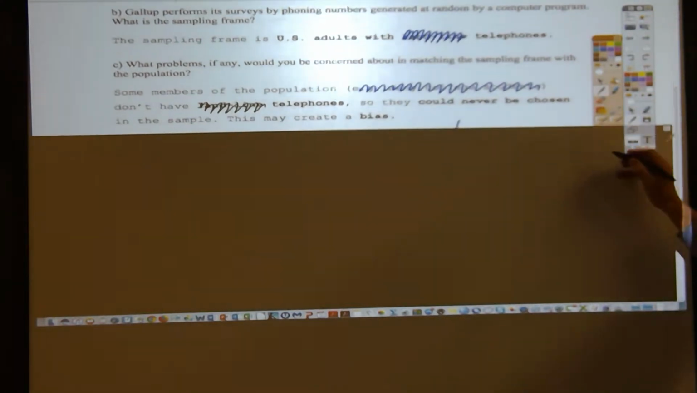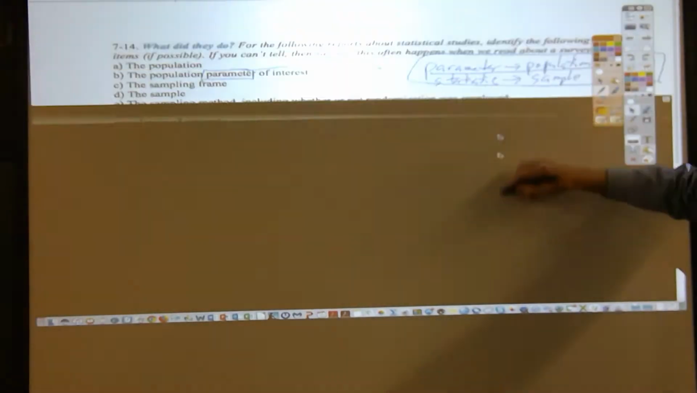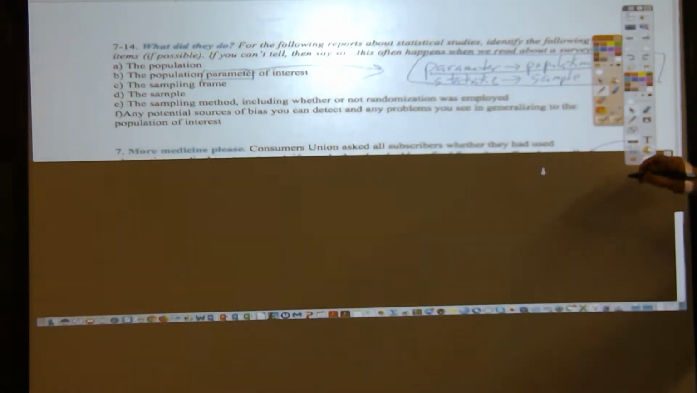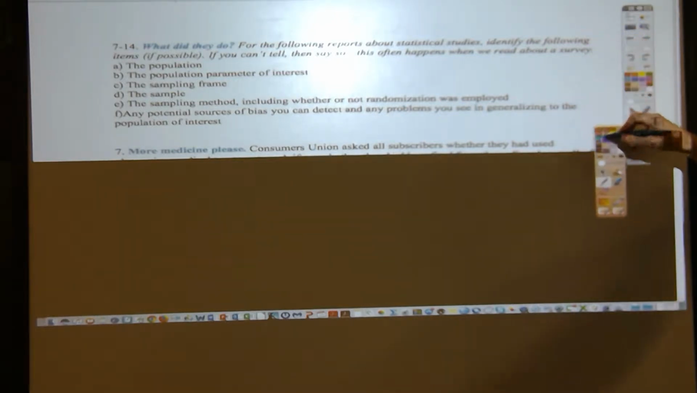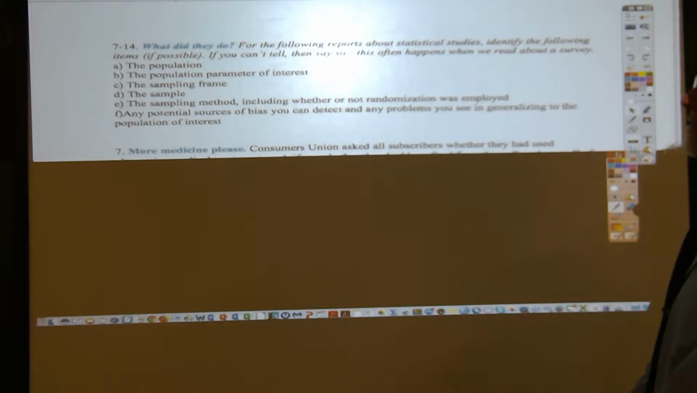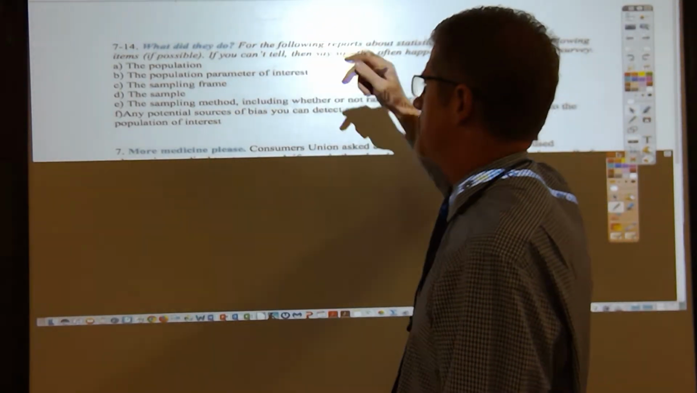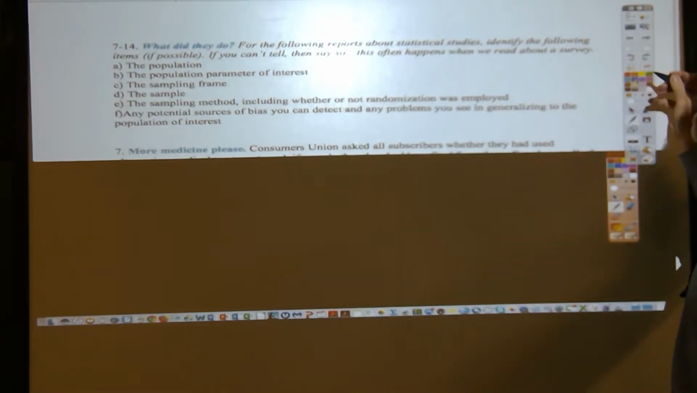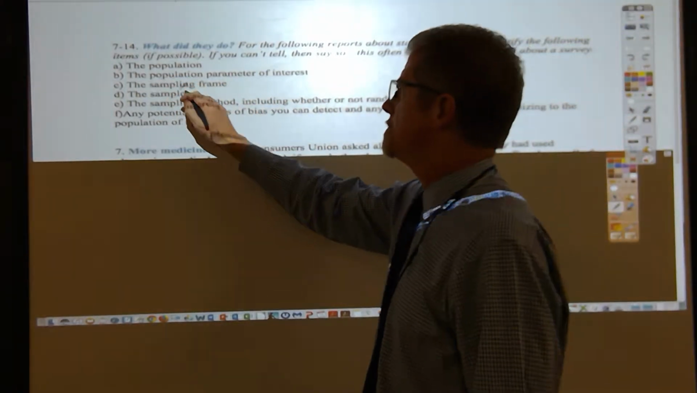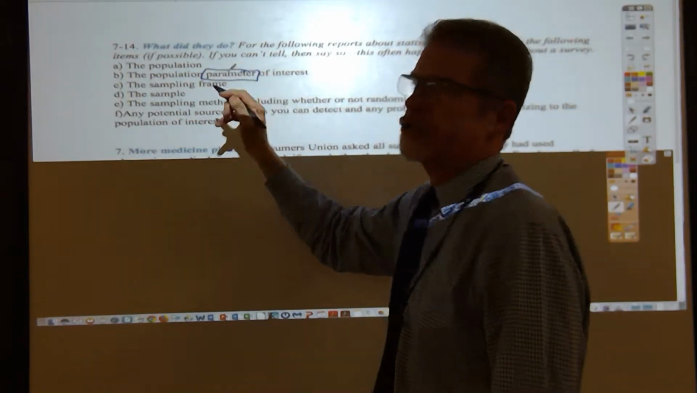So let's keep going here. Learning targets. Okay. So now let's go to problems 7 through 14. For the following reports about statistical studies, identify the following items if possible. What is, for this study, the population parameter of interest, the sampling frame, the sampling method, and any potential sources of bias. Now, in terms of vocabulary, this is why I'm having you read chapter 12 to really internalize this, but the population parameter of interest.